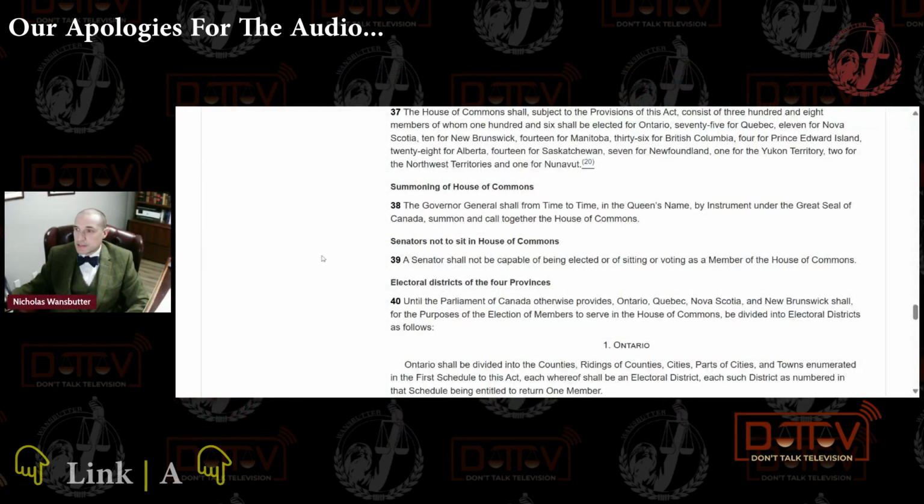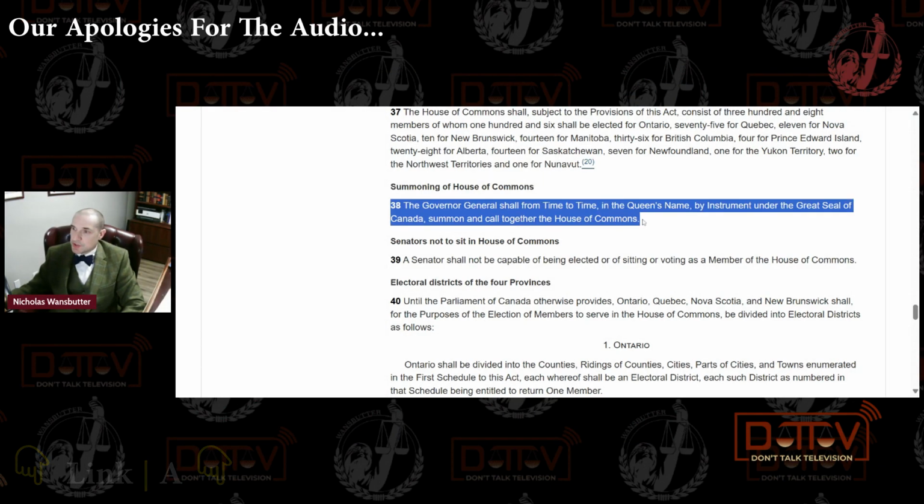If we take a look at the Constitution here, I think it's implicitly in Section 38 of the Constitution Act, where it says the Governor General shall, from time to time, in the Queen's name, by instrument under the Great Seal of Canada, summon and call together the House of Commons. So I think implicit in that is the ability to suspend the House of Commons or call it at different times. And of course, earlier in the Constitution Act, it's confirmed that the monarch, that King Charles in our case, retains the position of the executive of our government in law.